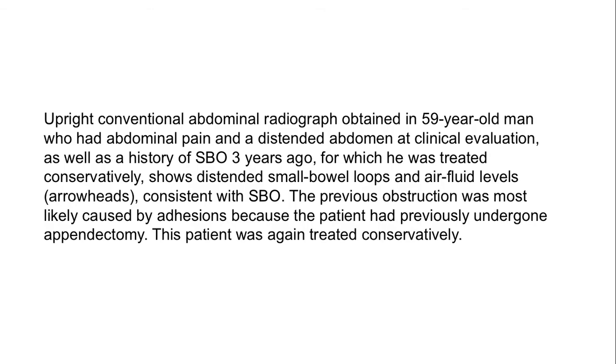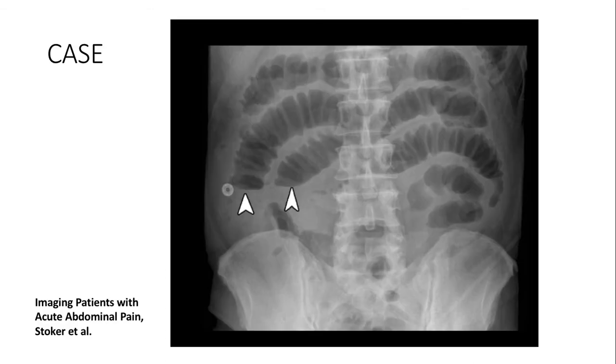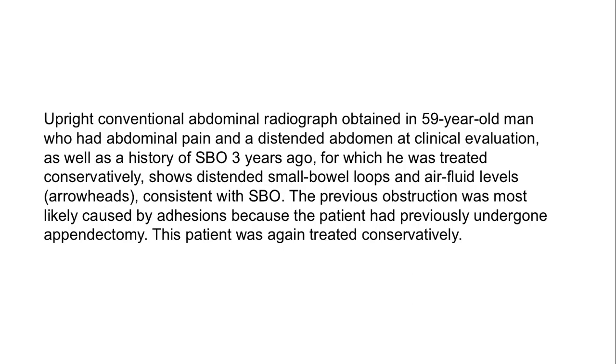So let's read the description. I attached this literally word by word from the journal. So it says an upright conventional abdominal radiograph. Okay, upright. What does that mean? That means the patient was probably standing or sitting, but it's highly likely to be standing. So it's an upright conventional abdominal radiograph obtained in a 59-year-old man who had abdominal pain and a distended abdomen. So these are the clear signs and symptoms and the clinical presentations we find on our radiology requests.